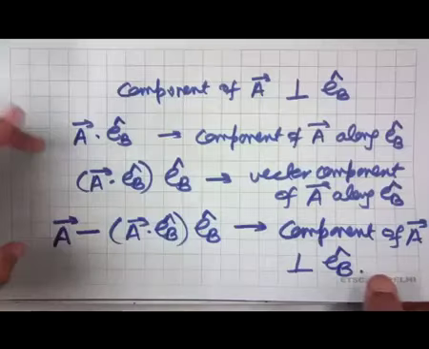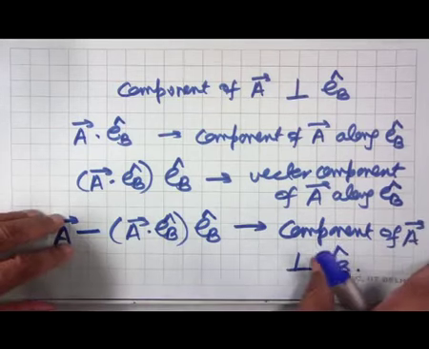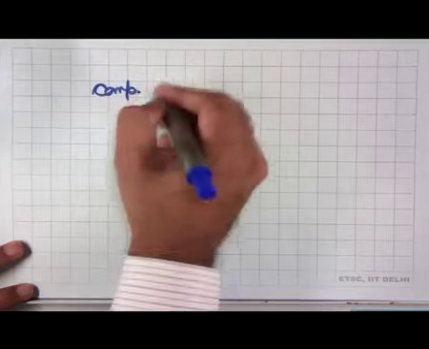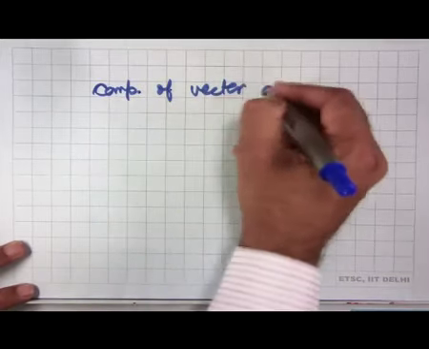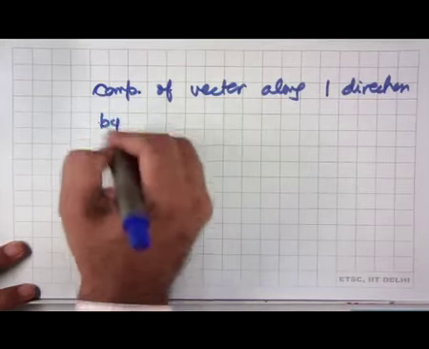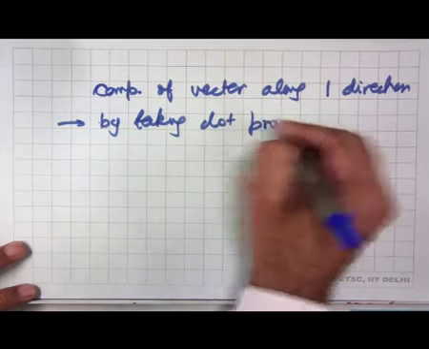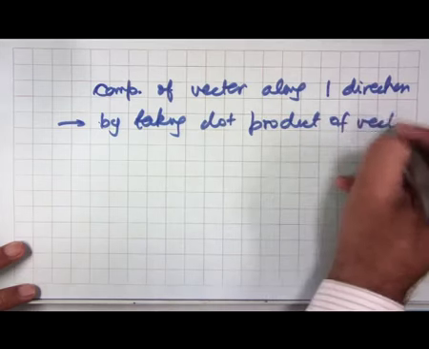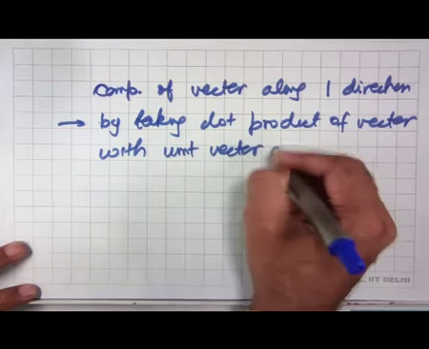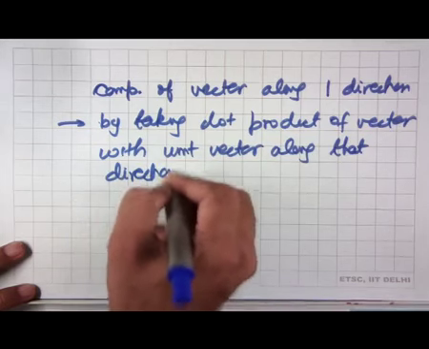So, this may be needed in some problems, but one thing we have to realize is that if we talk of the component of a vector along a particular direction, this we obtain by taking the dot product of the vector with the unit vector along that direction.